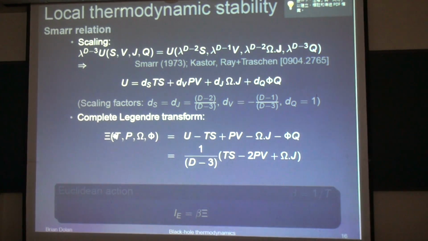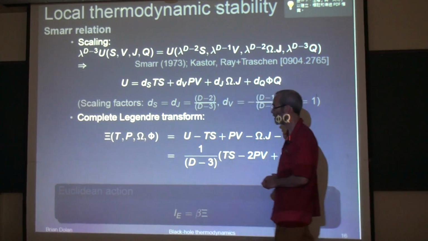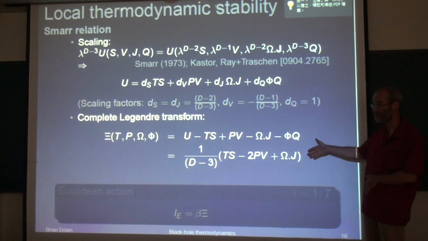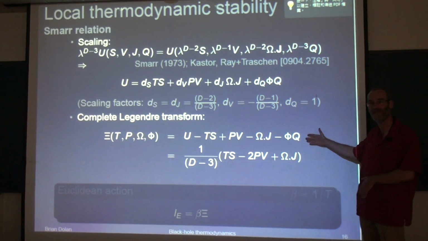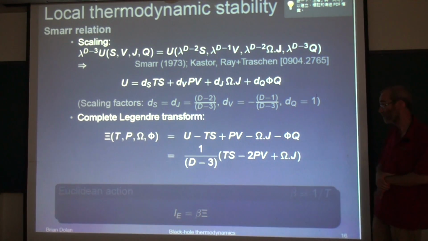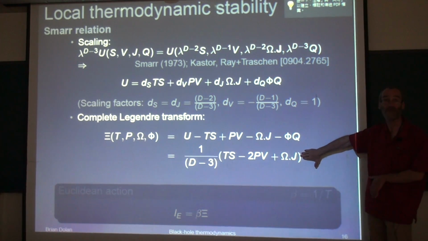Let's Legendre transform on all four extensive variables and construct a thermodynamic function of intensive variables. And when you do that for a black hole, you get an answer that's not 0. In ordinary thermodynamics, you just get 0. In black hole thermodynamics, you don't. This is non-trivial, and this should be checked. If this is going to make sense, this should be checked against known solutions of Einstein's equations.